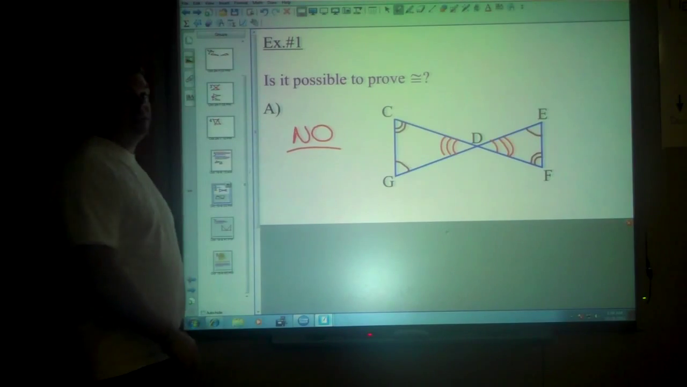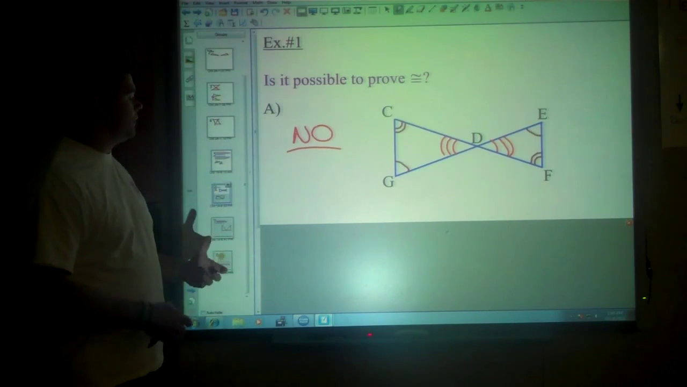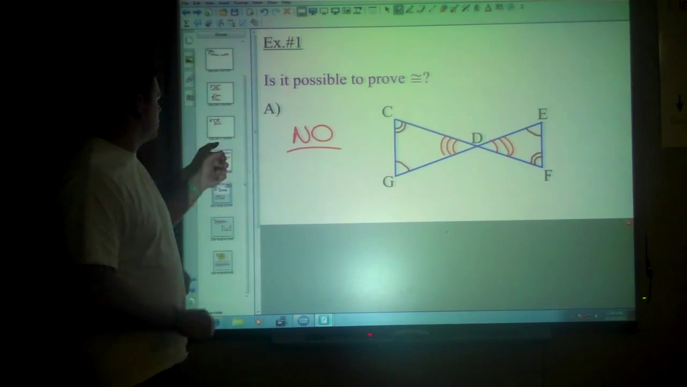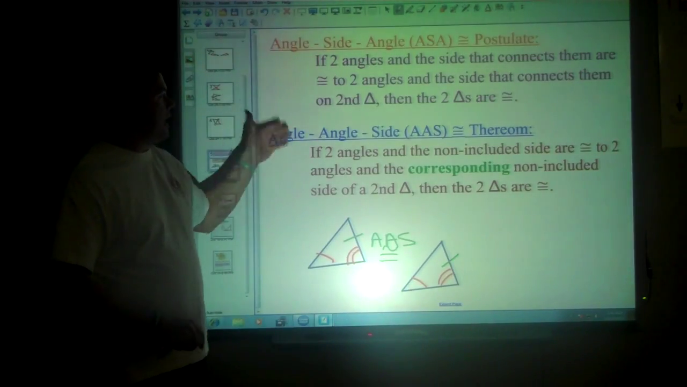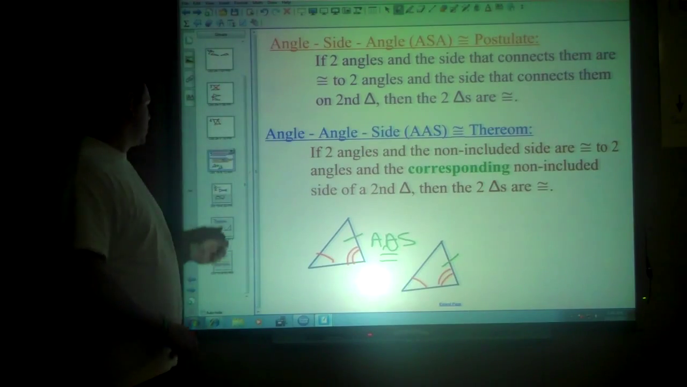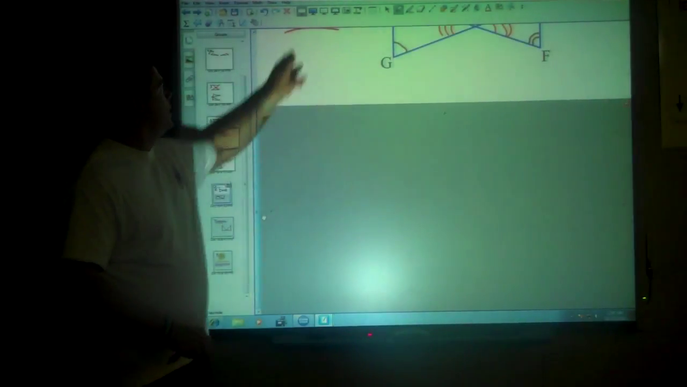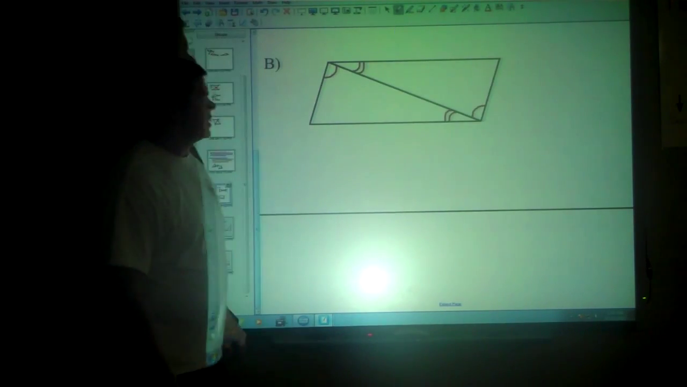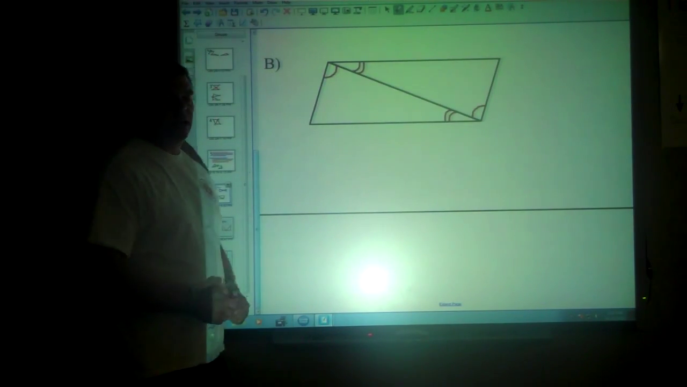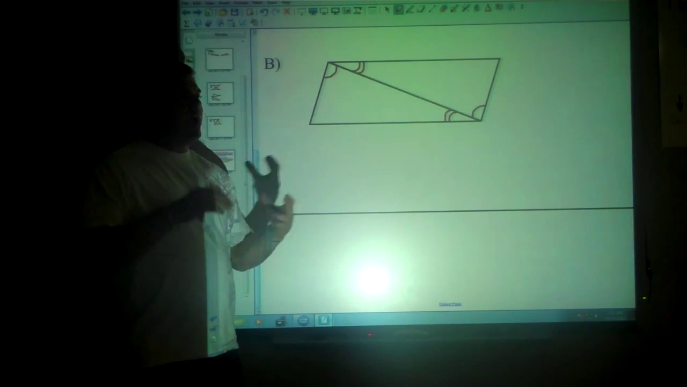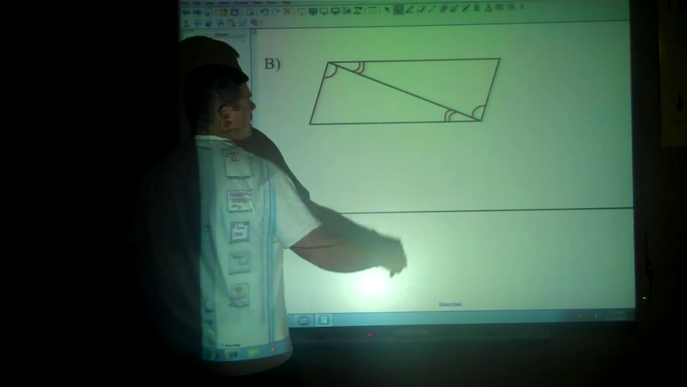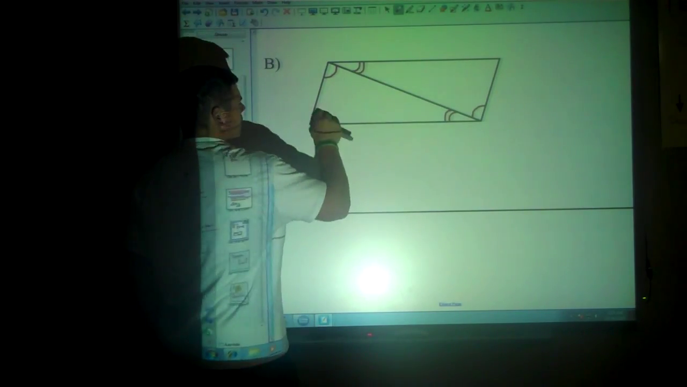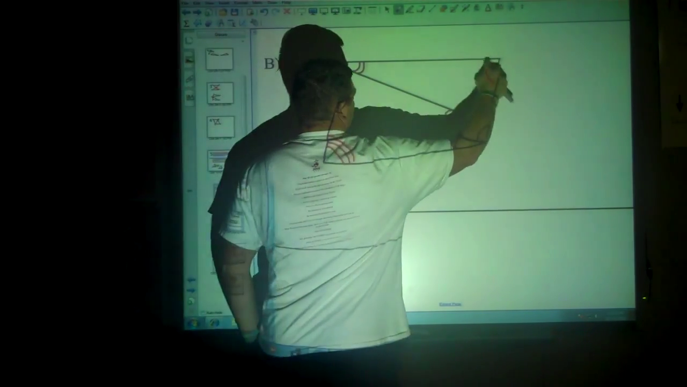You must have at least one side involved, whether it's side, side, side, or it's side, angle, side, or it's the new stuff today, angle, side, angle, and angle, angle, side. There's always at least one side involved. Is enough here? Now somebody's going to tell me the same thing. They're going to say, no, that's not enough. And somebody else might say, yeah, it is the same because remember that third angles theorem you talked about, Corey? If you had two angles that are the same on both, that means that this one has to be the same as this one over here.